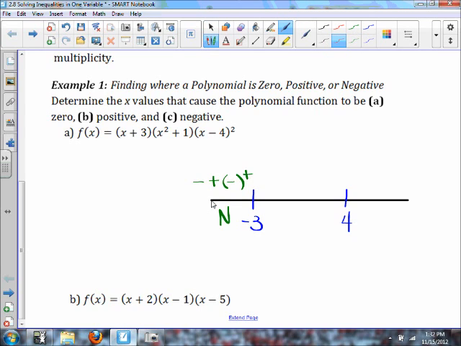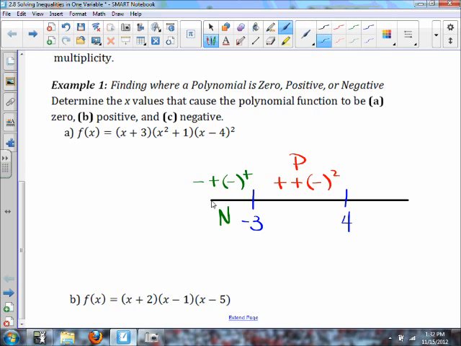Now, a number in between negative 3 and 4 would be, say, 0. So if I put 0 into this first term, I'm going to get a positive. If I put 0 into the second term, I'm going to get positive. If I put 0 into this third term, I'll get a negative, but I'm going to square it, so it's going to end up being positive.